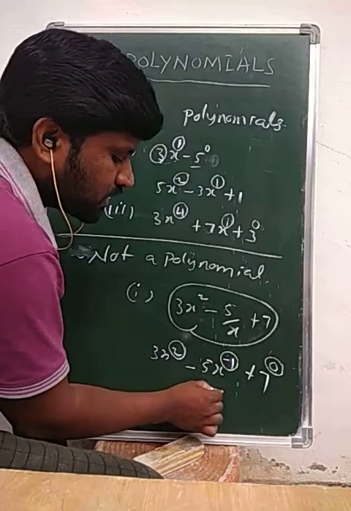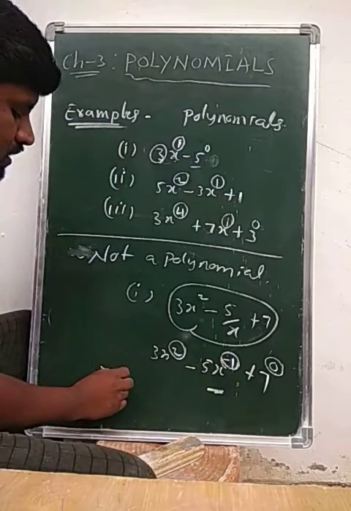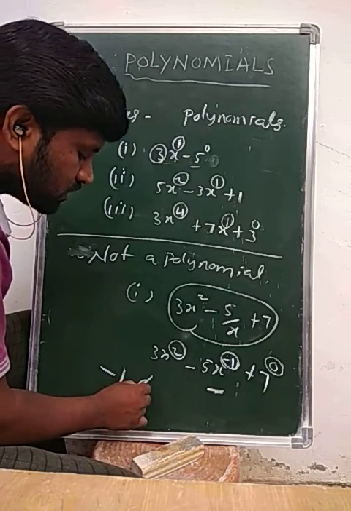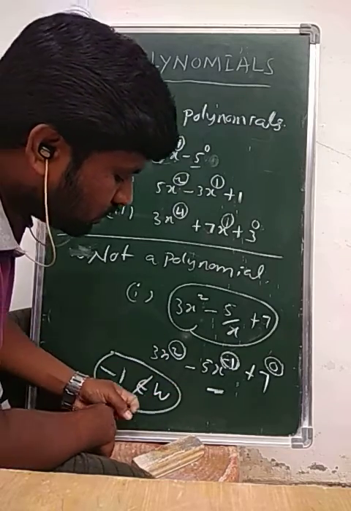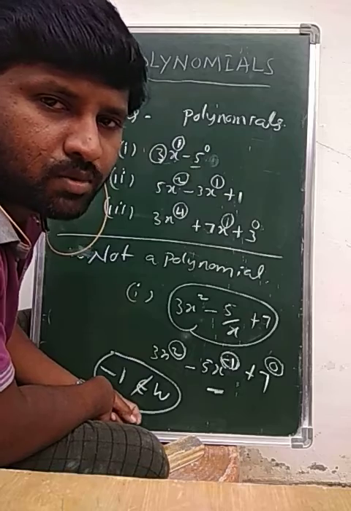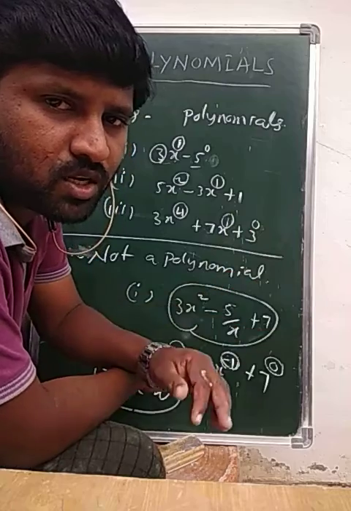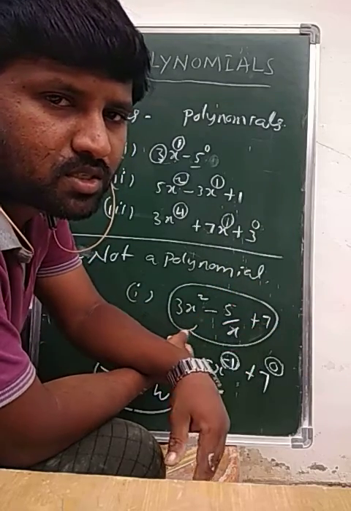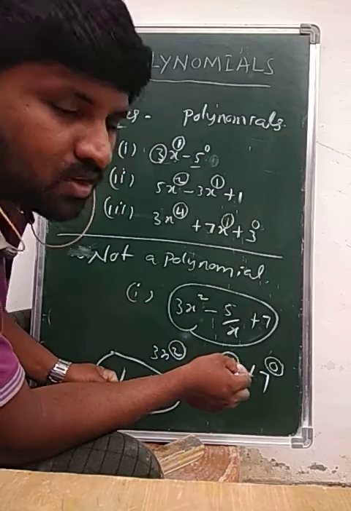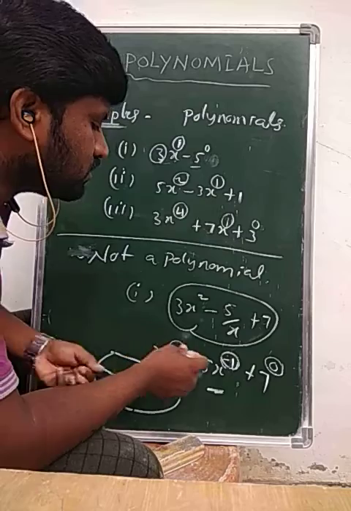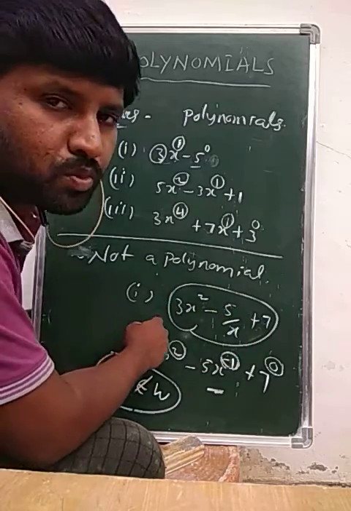Here the second term's power is minus 1. Minus 1 does not belong to W, which is not a whole number. Whole numbers start from 0, 1, 2, 3 and so on; except 0, all the remaining numbers are positive. But here minus 1 is not a whole number, it is an integer. So that's why we can say 3x square minus 5 by x plus 7 is not a polynomial.